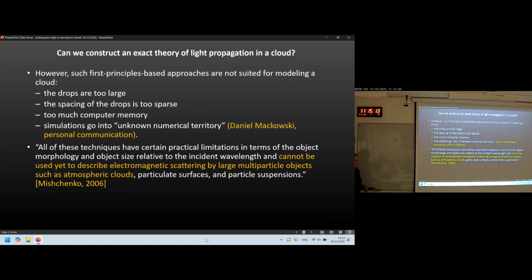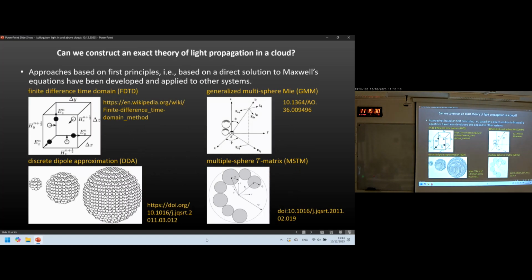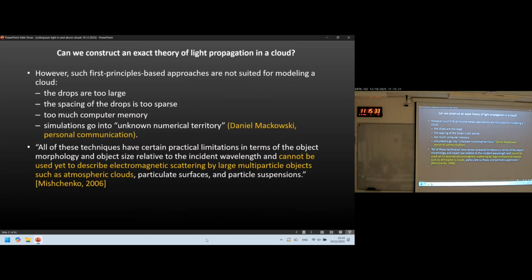It turns out they don't work well on clouds. Why not? Well, the drops are too large. Those methods work well if the scatterers are small. Also, the spacing between the drops is too sparse. To solve using these methods, we need much too much computer memory. Even these days, we don't have the memory to handle it. And numerically, the simulations go into what Daniel Makowski described as unknown numerical territory. And I tested it, and it really does go off into some unknown numerical territory that doesn't represent reality at all. And even Mishchenko himself wrote that all of these techniques are not yet suitable for describing a cloud.